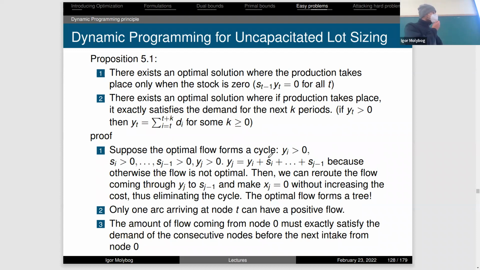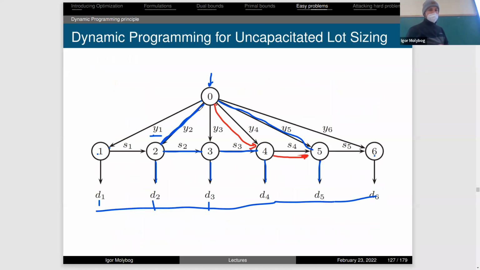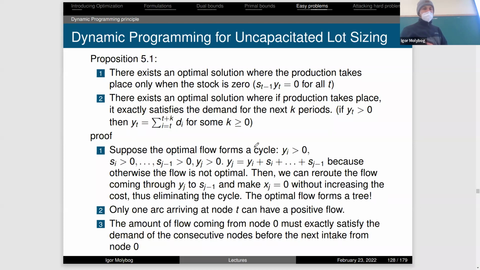Okay, so let's suppose that the optimal flow forms a cycle somewhere, so it doesn't have a tree structure. Let's say that y_i is greater than 0, and then s_i is greater than 0 and so forth, and s_{j-1} is greater than 0, and also y_j is greater than 0. On this image here, for example, it could be that y_2 is greater than 0, and then s_2, s_3 and also y_4 are all greater than zero. That would form a cycle.